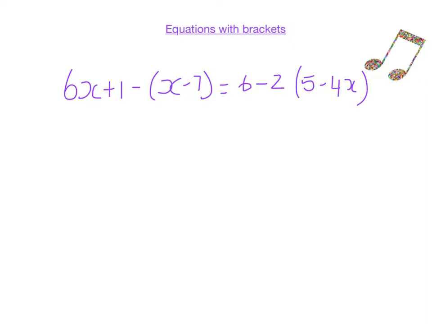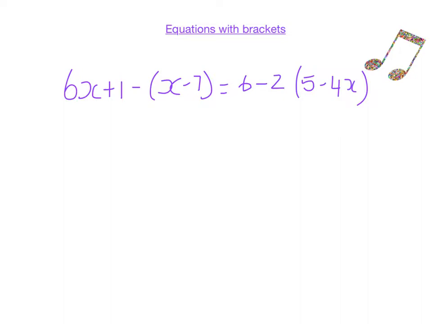Okay, in this final example, I've got 6x plus 1 minus x minus 7 is equal to 6 minus 2 times 5 minus 4x. As before, I'm going to be multiplying out the brackets first of all. On the right hand side, it's quite easy for me to see that the negative 2 is what's multiplying that bracket. On the left hand side, there's no number in front of the bracket.